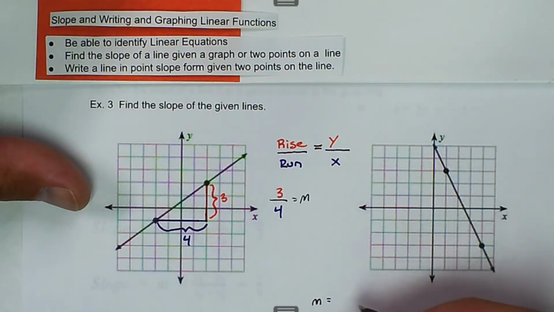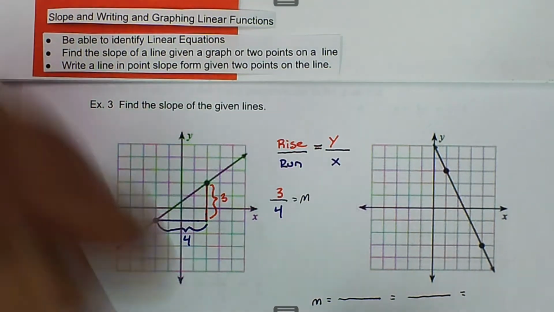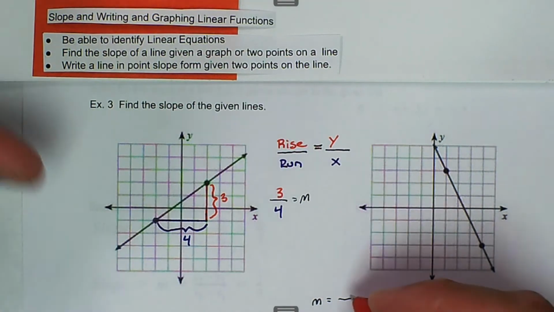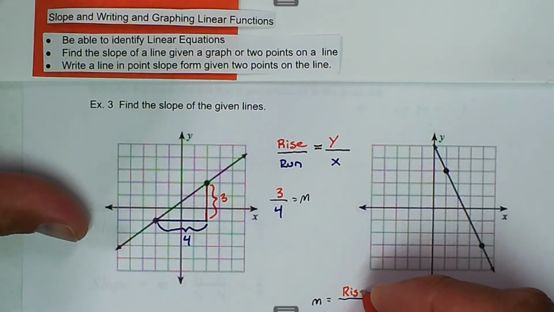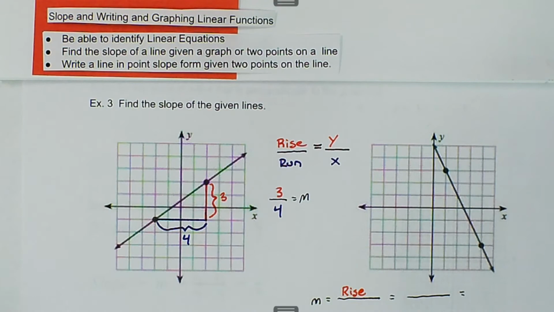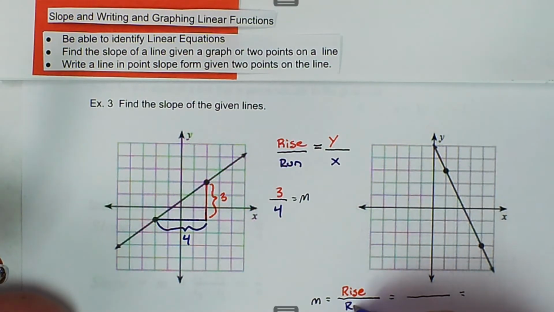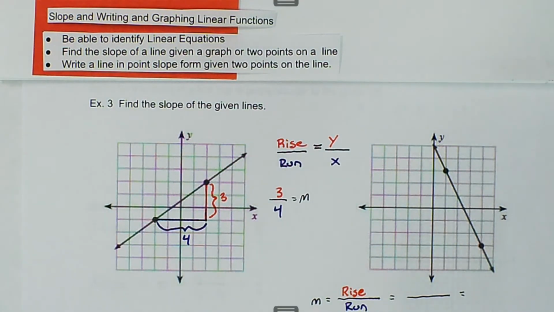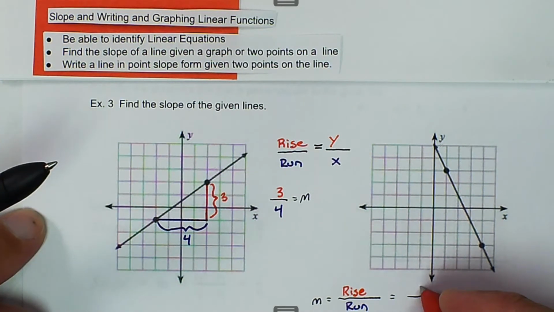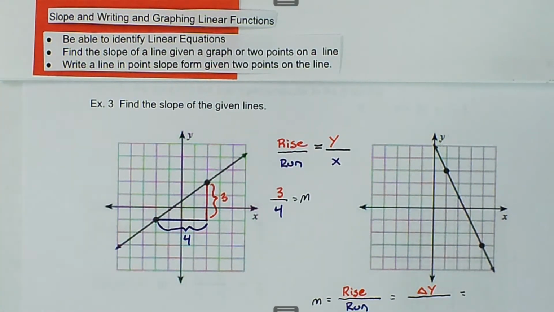So we can say m equals, we're going to talk about 1, and we're going to talk about 2, and then we'll substitute some values in. So as we wrote up here, it is the rise over the run. Another way that we can think of it is change in y, or delta y over delta x. And then we just have to go and count it.